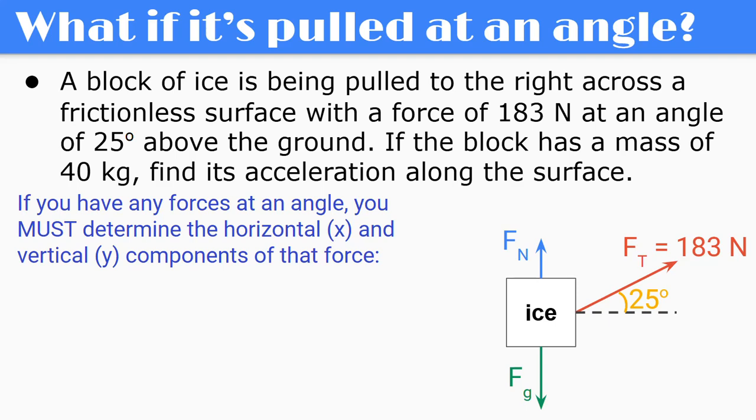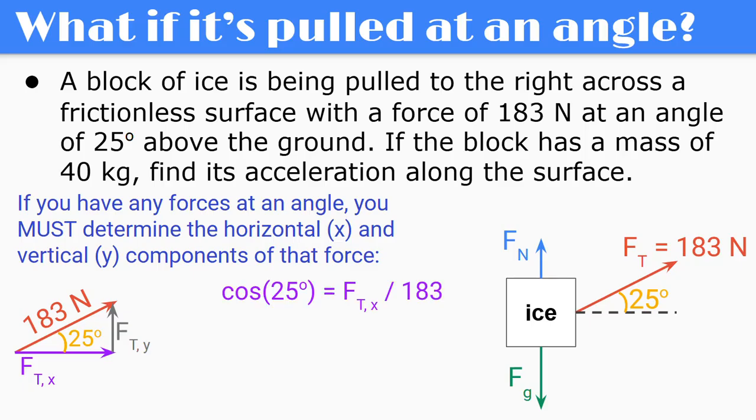So I'm going to redraw a triangle over here. There's my 183 newtons. There's my angle of 25 degrees, and there are the two components, the horizontal piece, which I called Ftx, and the vertical piece, which I called Fty. Okay, so we're going to have to solve for those two pieces. And again, this is where we come back to SOHCAHTOA. For the purple one, which is in the x direction, I'm going to use cosine because my purple vector is adjacent to my angle. And I know my angle this time. So I have cosine of 25 degrees equals adjacent over hypotenuse.